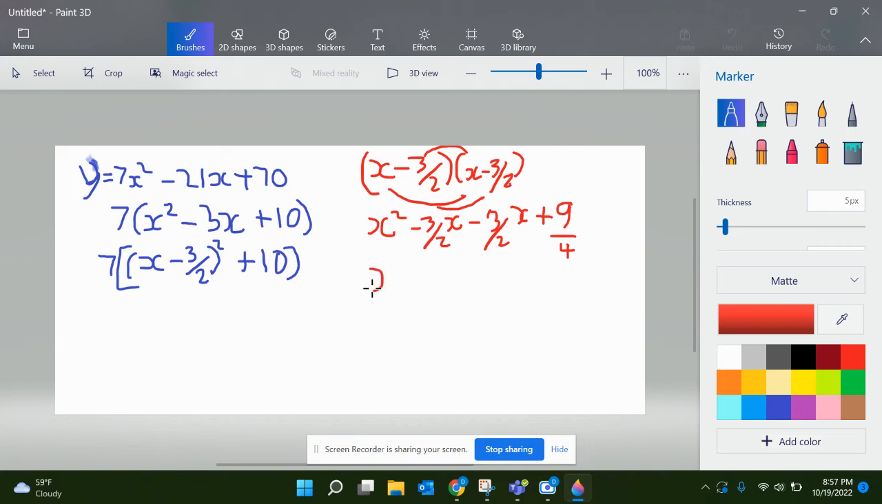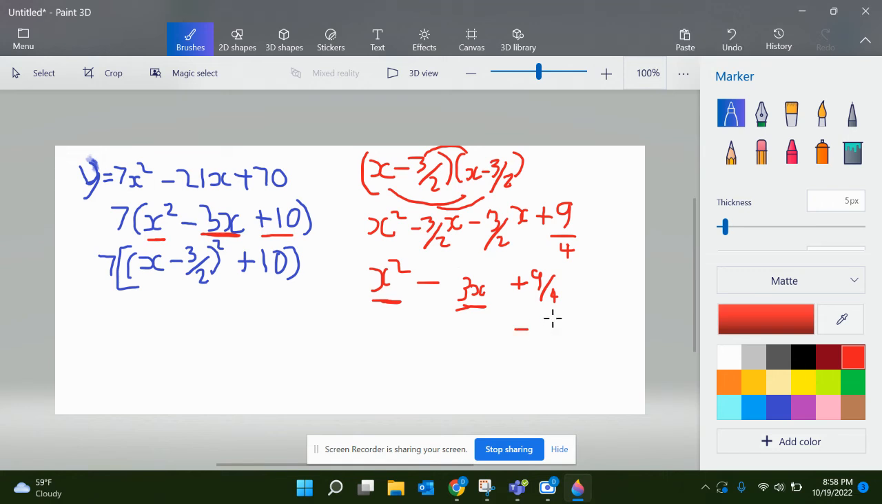Now let's make this a little bit easier to look at. So I'm going to have x squared minus 6 over 2 x, which I think happens to be 3, plus 9 over 4. Okay. Instead of saying 6 over 2, why don't we just say 3 here? Okay, so let's look. X squared, I've got an x squared. Minus 3x, I've got a minus 3x. Plus 9 over 4, I've got a plus 10. They're not even close to the same.